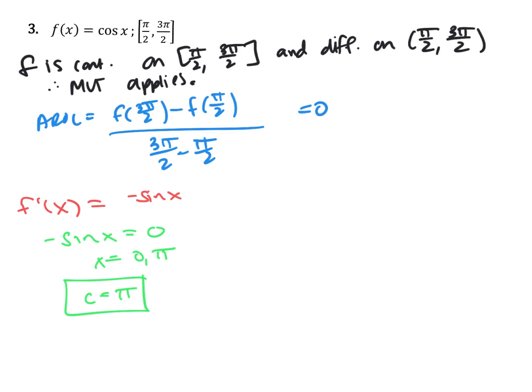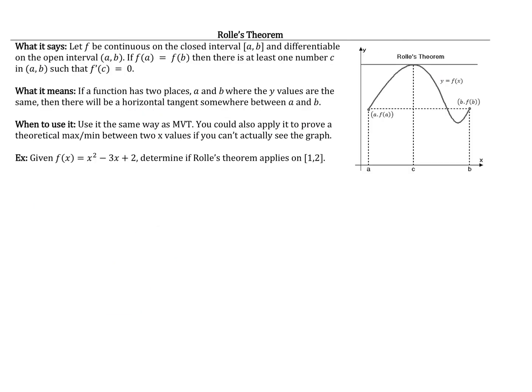This ties specifically to Rolle's theorem because Rolle's theorem is basically the mean value theorem, except it has one special caveat: the derivative has to equal 0, which is exactly what we just did here. So let's talk about Rolle's theorem. Here's what Rolle's theorem says. Let f be a continuous function on the closed interval from a to b and differentiable on the open interval. So exactly the same conditions as the mean value theorem.